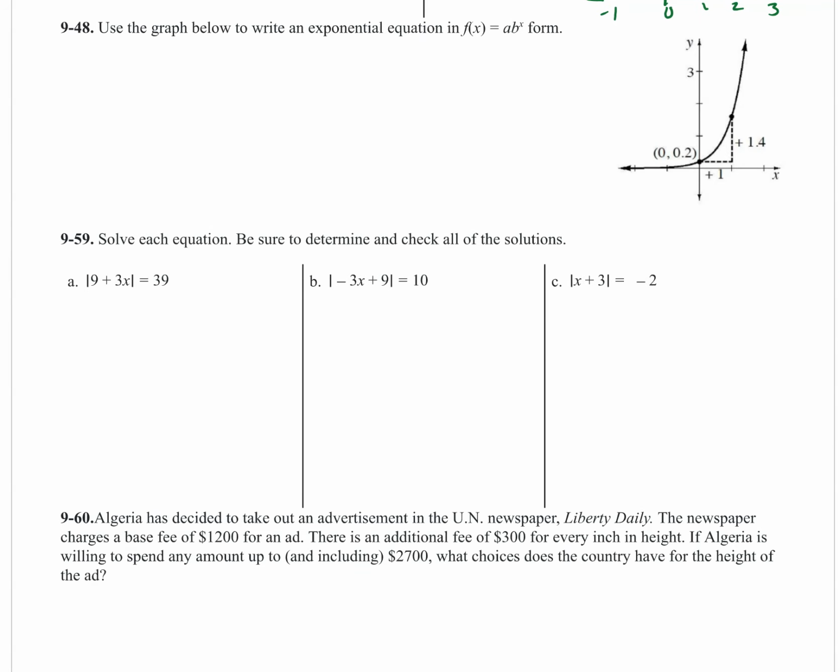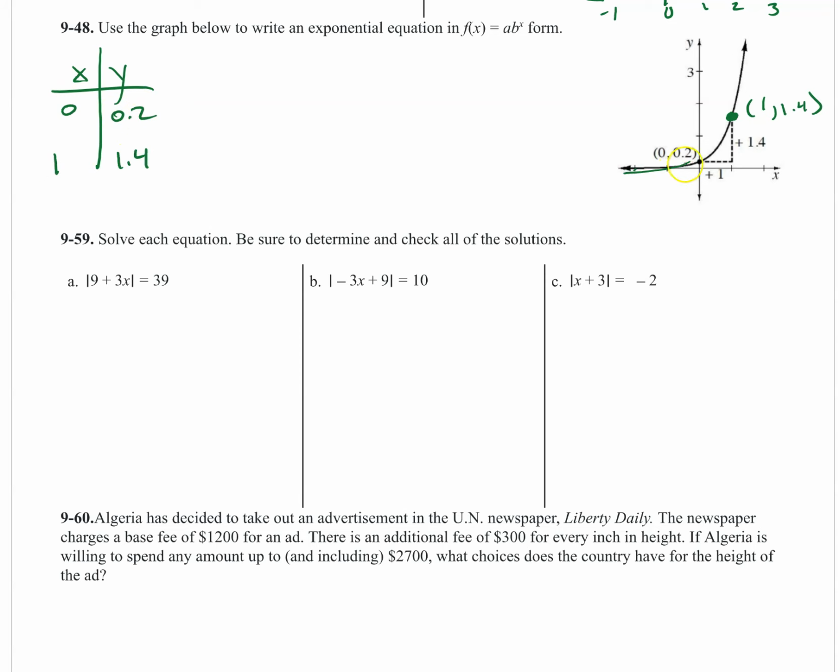9-48. Use the graph below to write an exponential function in that form. First thing I'm going to do is highlight the coordinates of this point, which are actually 1, 1.4. Over 1, up 1.4. So there we go. All right, then when I go into my table, I have 0, 0.2 and 1, 1.4.